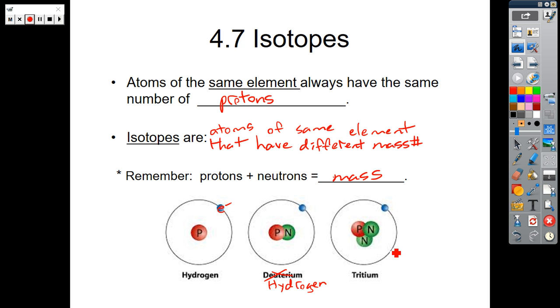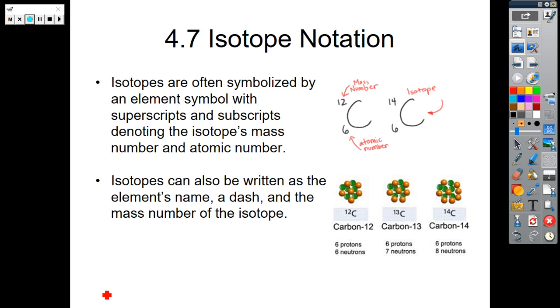Here we've got tritium. Again, this is still just hydrogen, so I don't want to mislead you there, because it's got, again, only one proton. So that still makes it atomic number 1, which is still hydrogen. This hydrogen atom just happens to weigh a little bit more. So isotopes are atoms of the same element that have different mass numbers because they have different numbers of neutrons. The neutrons are the thing that's different with these different isotopes of hydrogen.